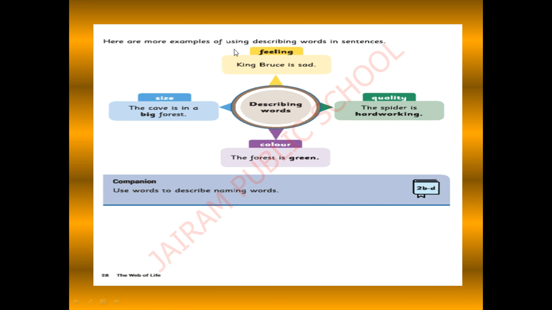Here are more examples of using describing words in sentences. See here, describing words for feeling. Through feelings we can describe. King Bruce is sad, King Bruce is happy, King Bruce is joyful. Like that you can describe. Size, how will you describe? The cave is in a big forest. Then quality: the spider is hardworking. Then color: the forest is green. So using feeling, quality, color and size, you can identify describing words and you can describe naming words.